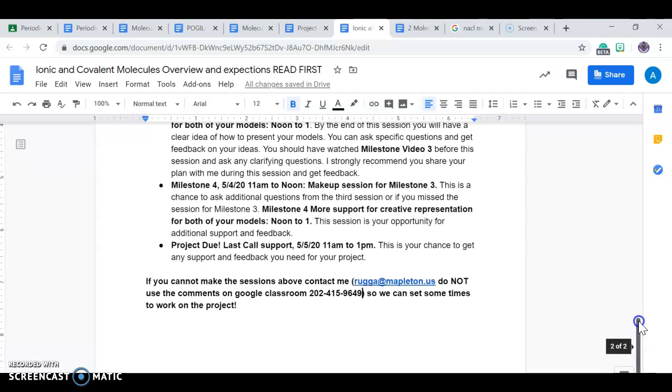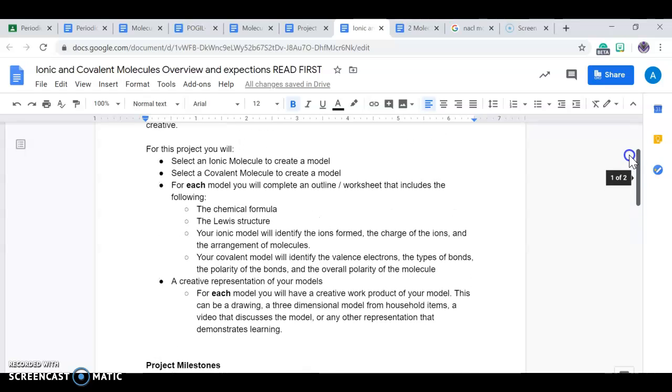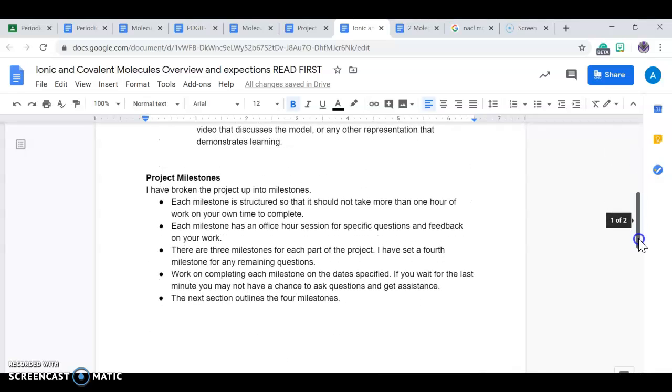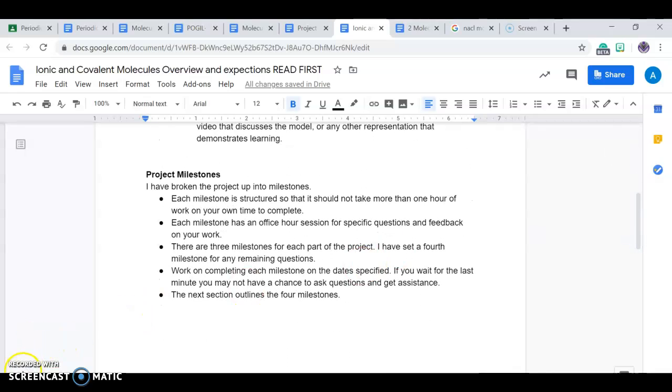All right. So that's the overview. Read this document. This is the first thing you should read and understand. It tells you how it's structured. All right. Great job. Talk to you guys soon.